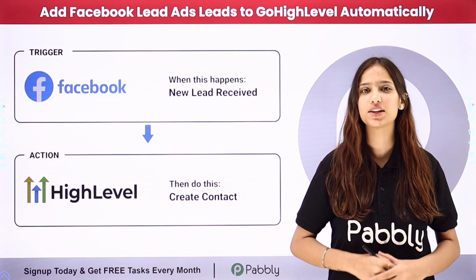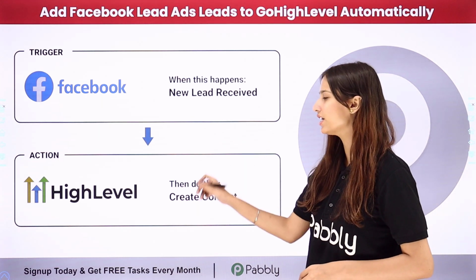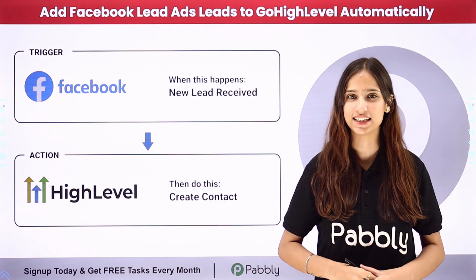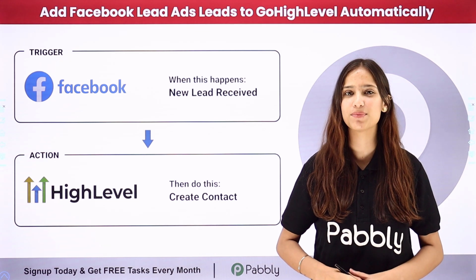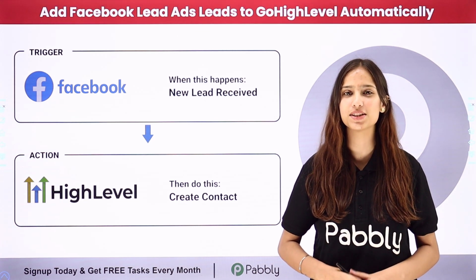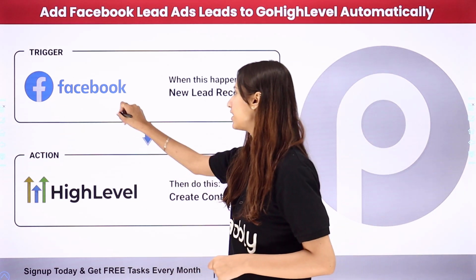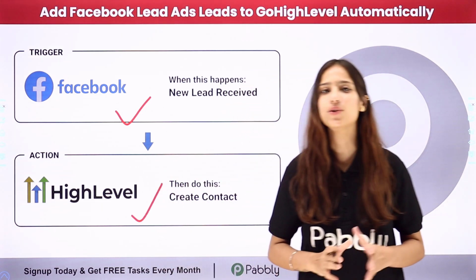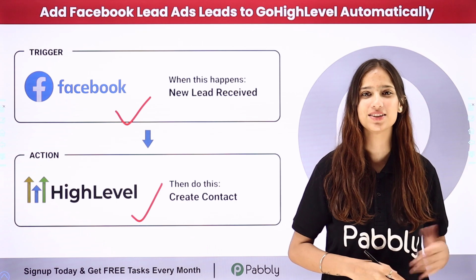To do this I need to set up a connection between these two applications, for which I'm going to use this amazing automation software, Pabbly Connect. Pabbly Connect follows the concept of trigger and action. My trigger application will be Facebook lead ads and my action application will be GoHighLevel. If you want to learn more about this, follow me through the screen.